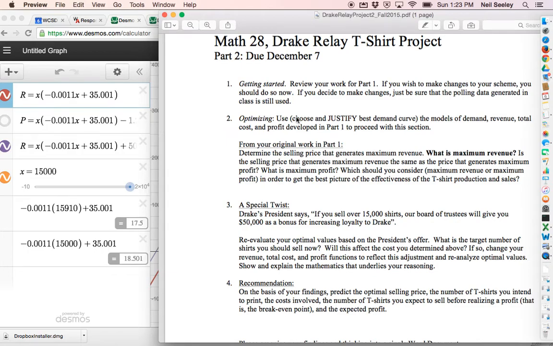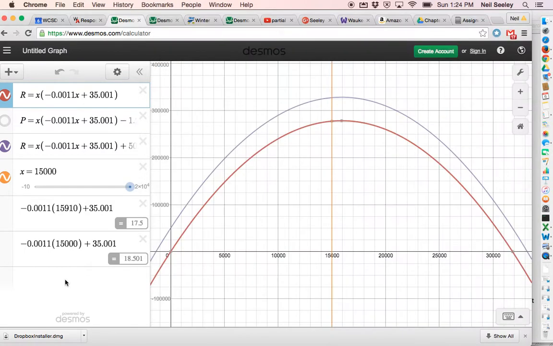It says, all right, find your demand curve, the best one, or at least justify the one you chose as being reasonable. And then determine a selling price that generates maximum revenue. What's the maximum revenue? All these questions in here. And then the special twist part was if you sell 15,000 shirts, then you get a $50,000 bonus. And I thought I'd look at how that looks because this friend of yours, a fellow student, was just kind of confused how to think about that. So I have a little insight for that.